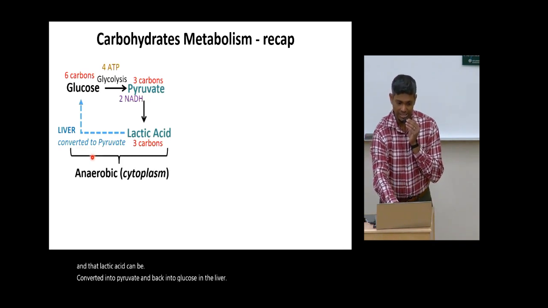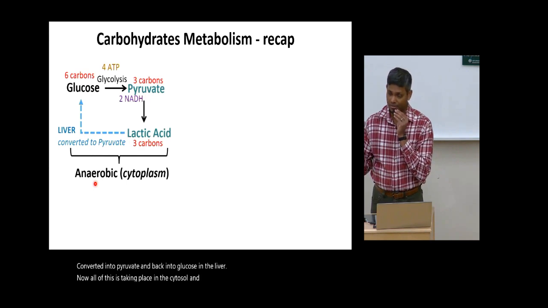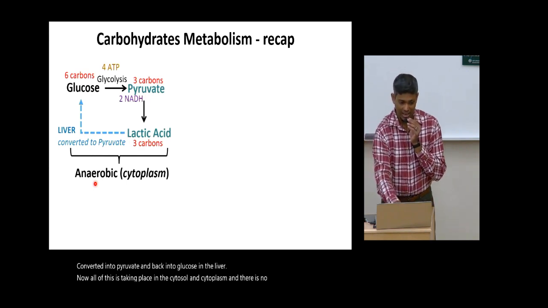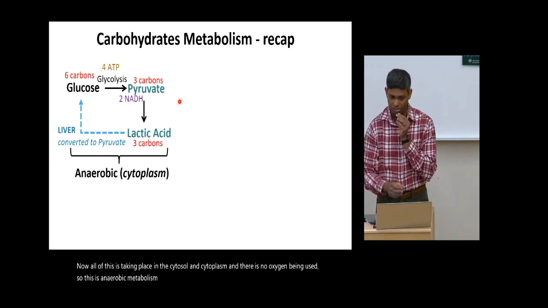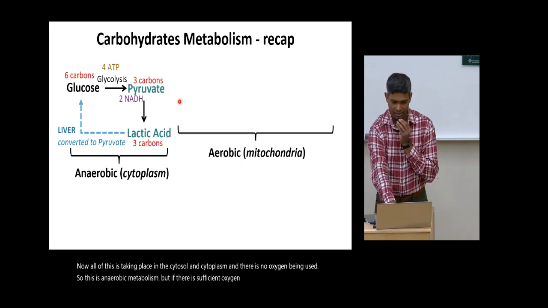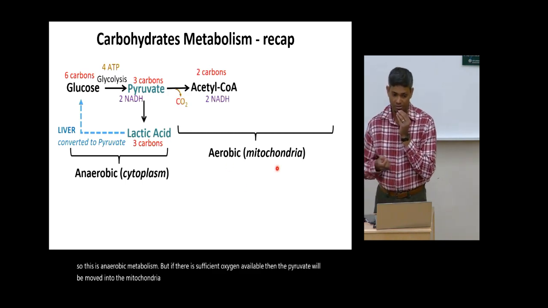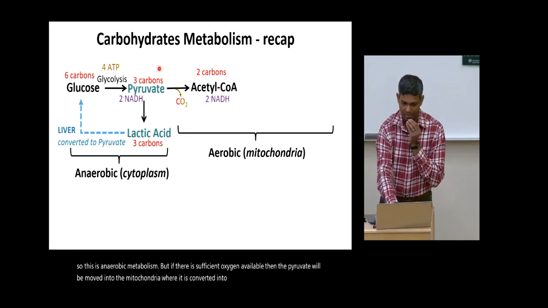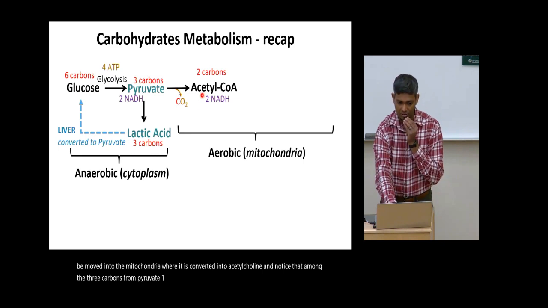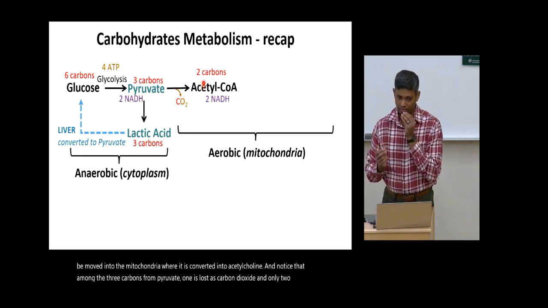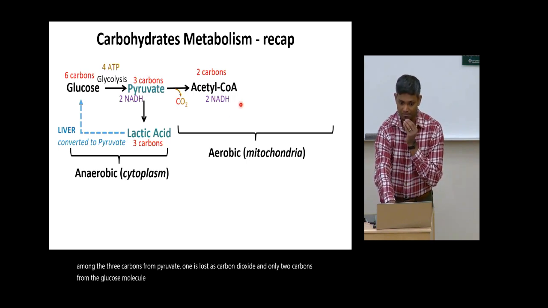Now all of this is taking place in the cytosol or in the cytoplasm, and there is no oxygen being used, so this is anaerobic metabolism. But if there is sufficient oxygen available, then the pyruvate will be moved into the mitochondria, where it is converted into acetyl-CoA. And notice that among the 3 carbons from pyruvate, 1 is lost as carbon dioxide, and only 2 carbons from the glucose molecule are linked to coenzyme A.